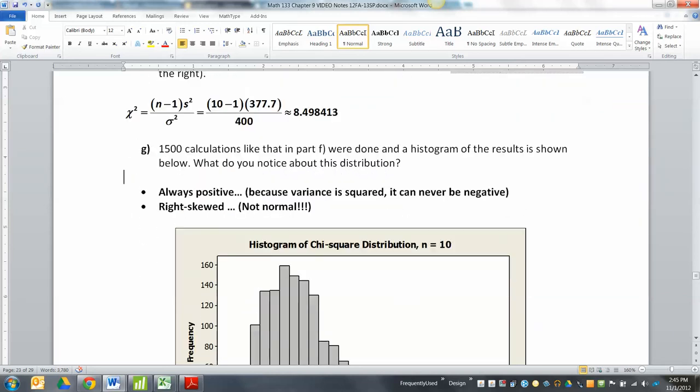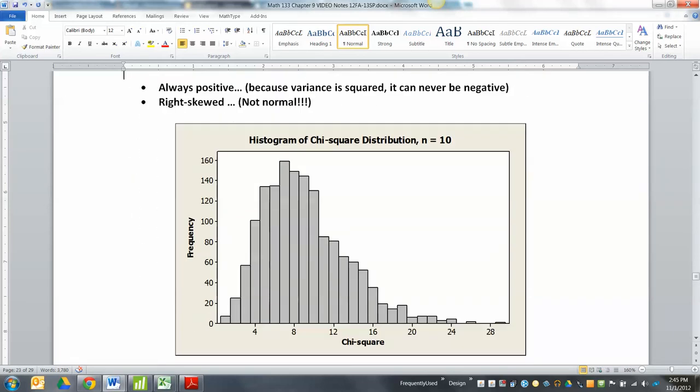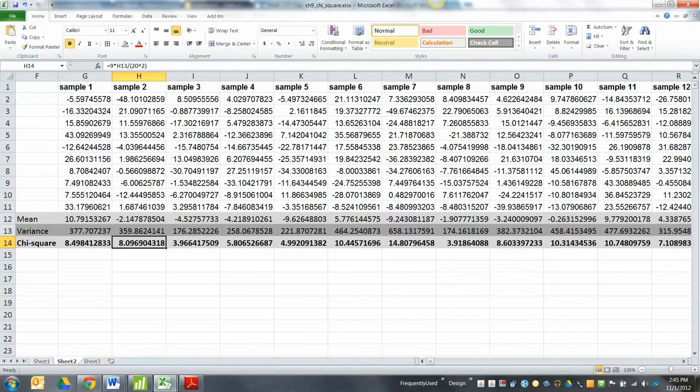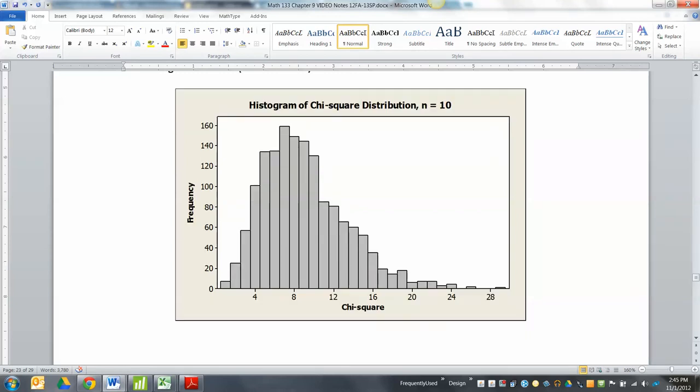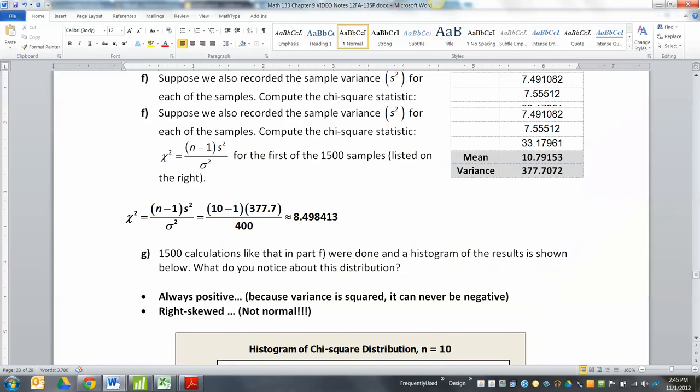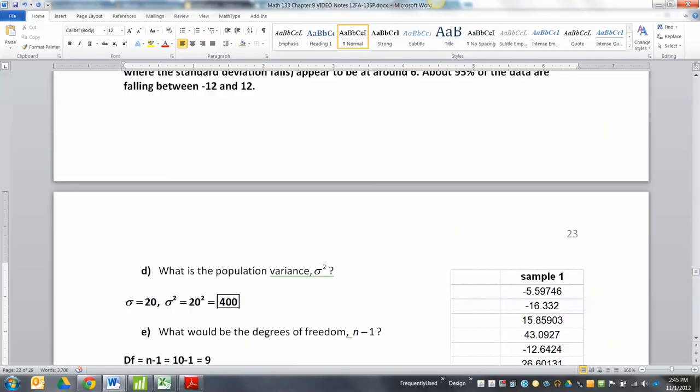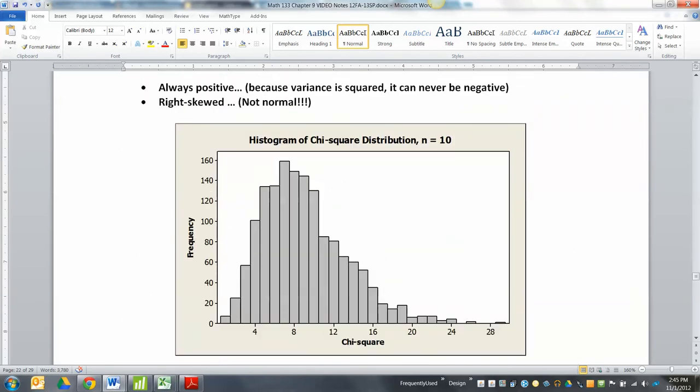All right, so what do you notice about this distribution? Look here. Here's the histogram of those chi-squares. So I took these chi-square values down here, and I had Minitab make a histogram of it. And that's what I graphed right here. So this distribution does not look like the normal distribution at all. Other than it's got bars in it, but that's about it. So how is it different?